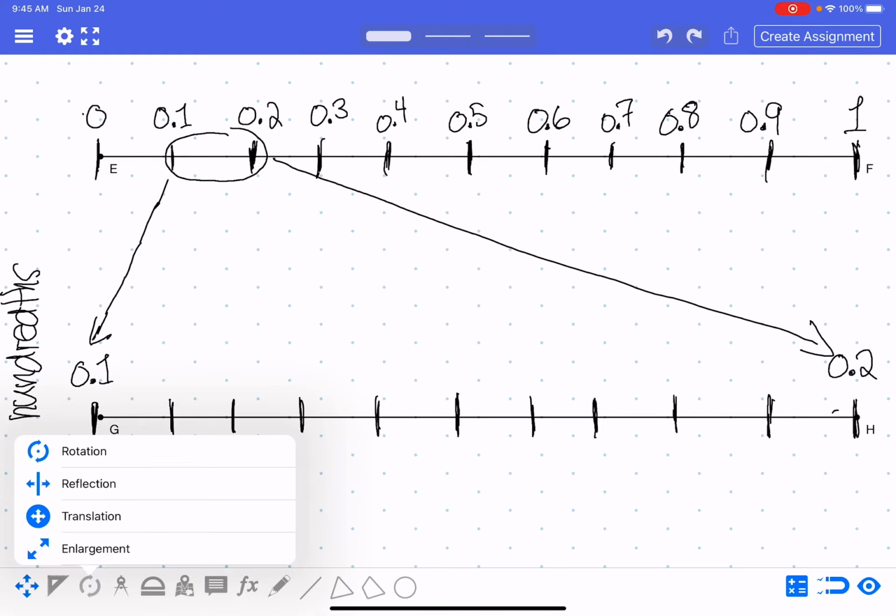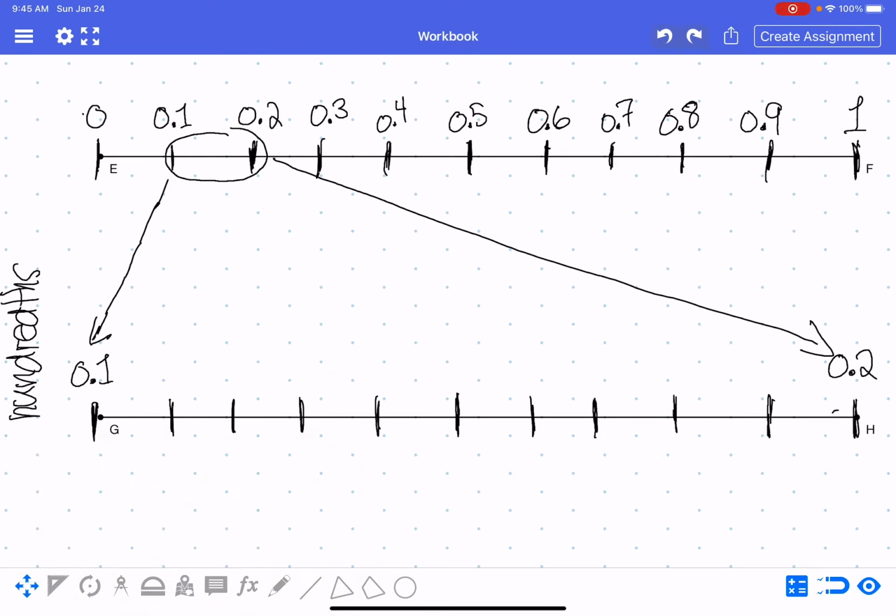Again, these numbers here are all in between 0.1 and 0.2. So this whole number line is here. It's going to be kind of tight writing, but I'll give it a go. The first number is going to be 0.11. The next one is going to be 0.12. The next one is going to be 0.13.